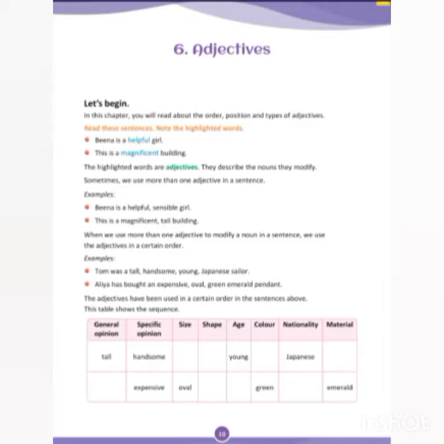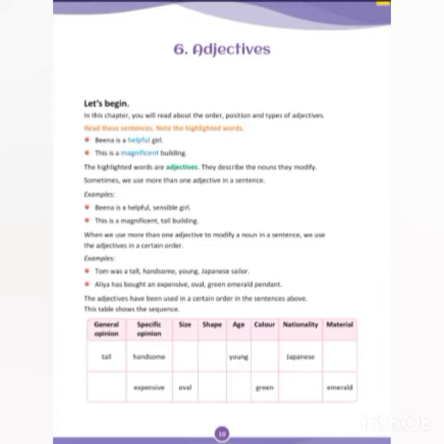So let's start. First of all, here are given some examples. Beena is a helpful girl. This is a magnificent building. So here helpful and magnificent both are highlighted and both are describing the nouns. So we can say these both are adjectives because they describe the nouns, they modify. So they are describers, they are modifiers.